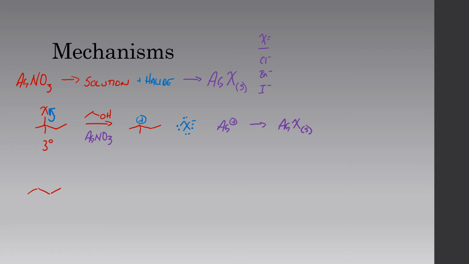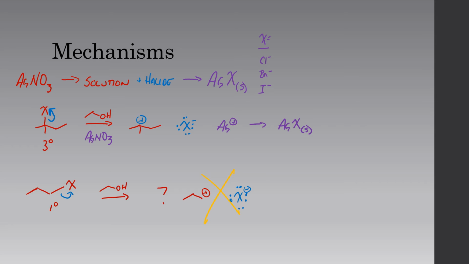Let's take a look at what happens if we would use a different halide. So now we have a primary halide. We're going to walk through the same steps here. So let's put this into solution, and what happens? The answer is probably nothing, because remember, if we try and generate our cation in the first step there, similar to what we did above, we would end up generating a primary carbocation, and that's simply not going to happen. So this is not going to happen here.